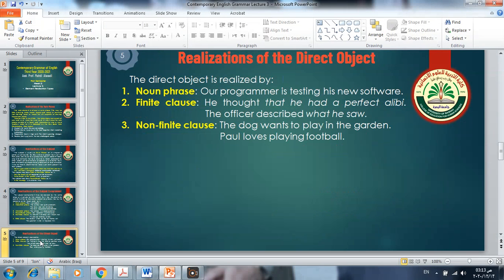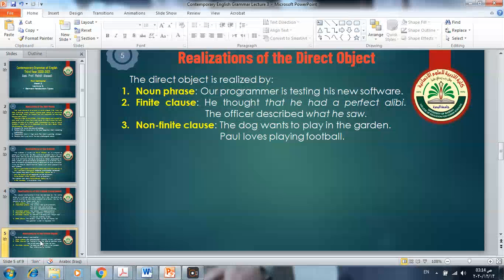The realizations of the direct object. The direct object is realized by a noun phrase, and of course now the different realizations of the noun phrase, whether it is a very simple noun phrase consisting of one word, a pronoun, or a proper noun, or a long string of words. So our programmer is testing his new software. So his new software is the direct object.